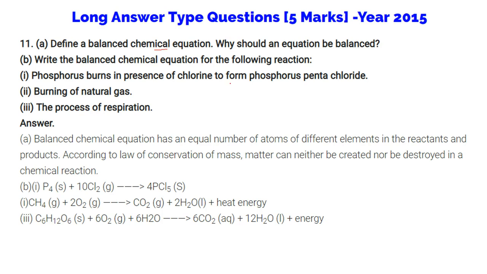Those are called balanced chemical equations where the number of atoms on the left hand side is equal to the number of atoms of every element on the right hand side. So a balanced chemical equation has an equal number of atoms of different elements in the reactants as well as in the product. So on the LHS and RHS, the number of atoms have to be equal. And this is according to the law of conservation of mass. We know that matter can neither be created nor destroyed in a chemical reaction. So let us take the balanced chemical equation.